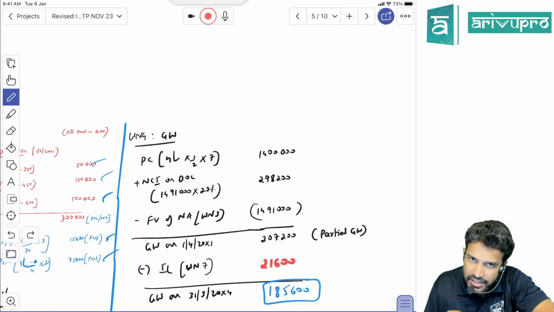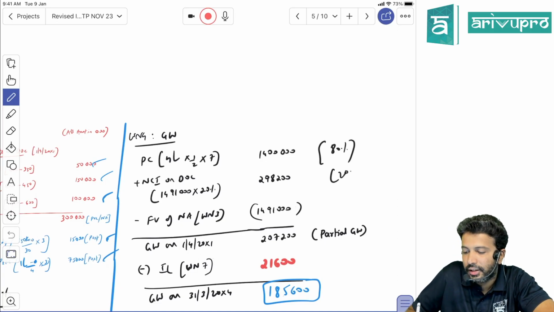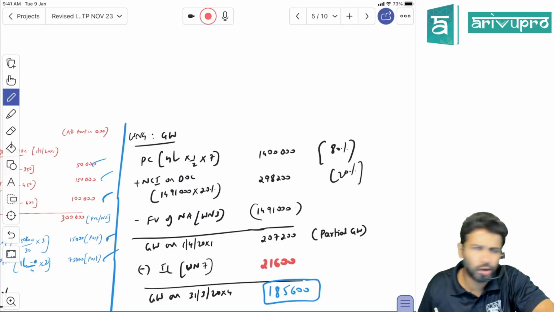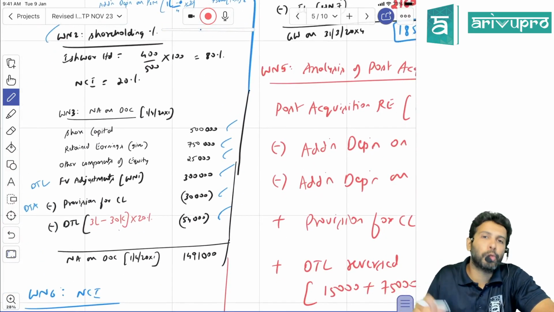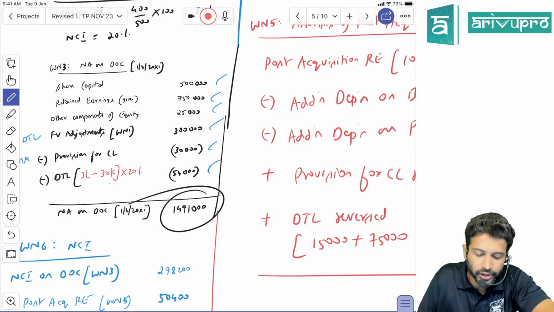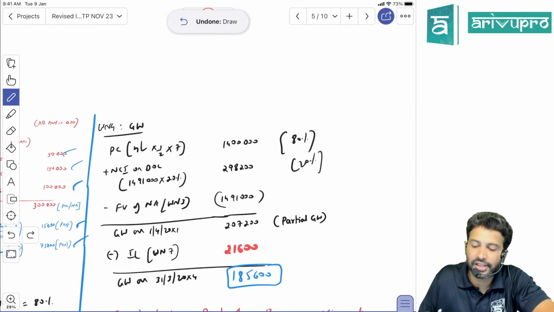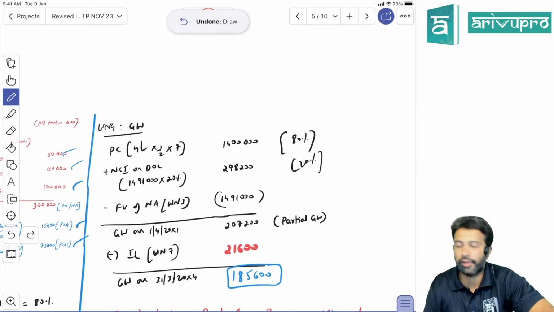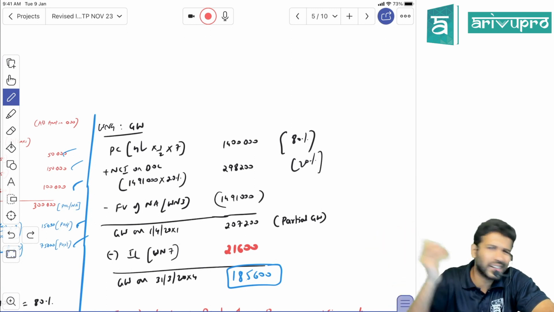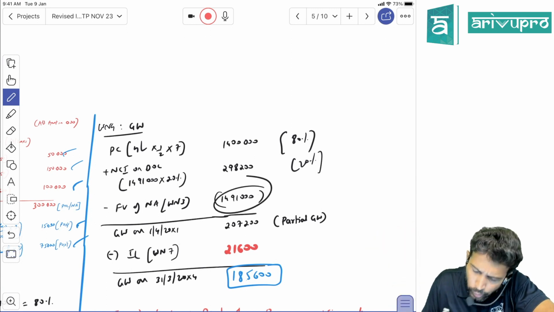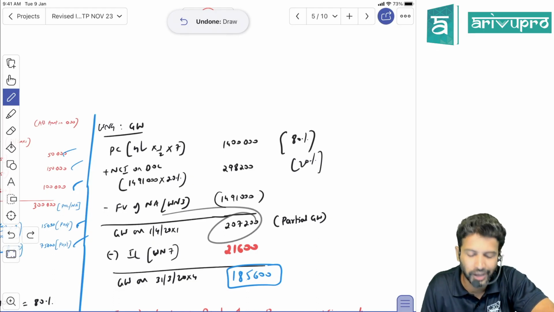Okay. Then do we have any NCI? Yes. This is only for an 80% stake, so NCI holds about 20%. And for NCI, are we using the fair value method? No, they told in the question we're using the PSNA basis. Do you know PSNA, the proportionate share of net assets? So do you know net assets on the date of control? Yes, 14,91,000. 20% of that is the NCI share, which will be 2,98,200. Then reduce net assets on the date of control, which is 14,91,000 that we already got. Doing this, we'll get goodwill on the date of control, which is 2,07,200.